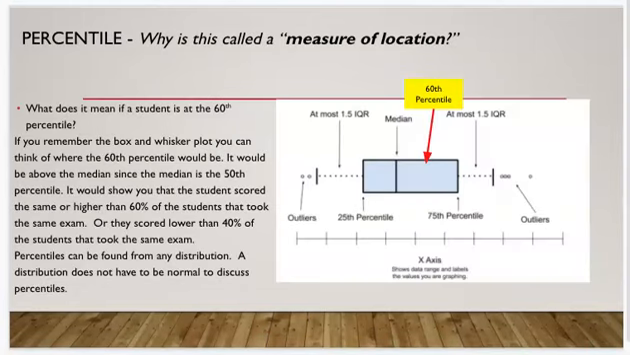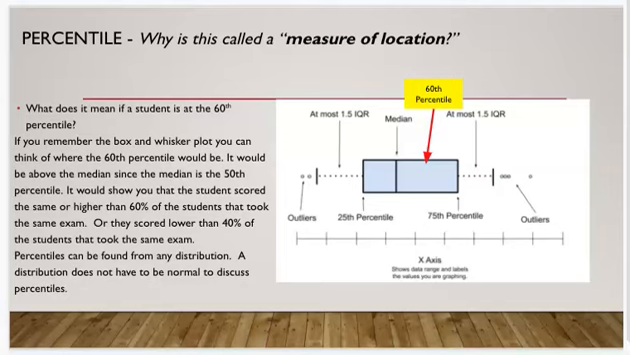Remember box plots? If you remember the box and whisker plot, you can think of where the 60th percentile would be on your box and whisker plot. It would be above the median, since the median is the 50th percentile, but it would be below Q3, or the upper quartile, because that's the 75th percentile. It would show you that the student scored the same or higher than 60% of the students that took the same exam, or they scored lower than 40% of the students that took the same exam.